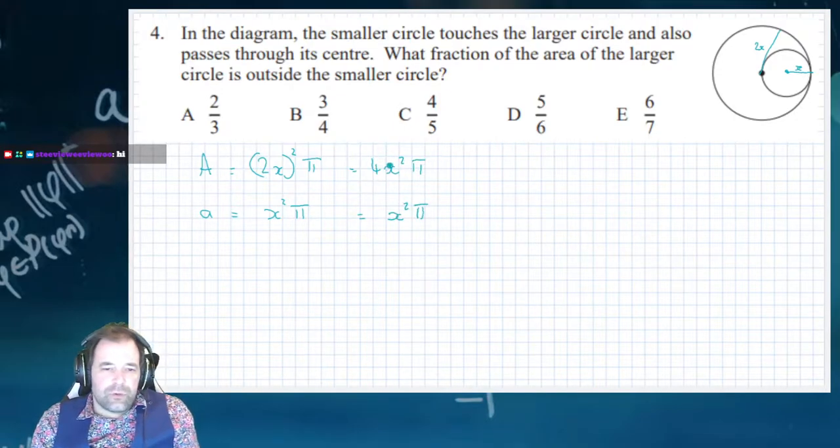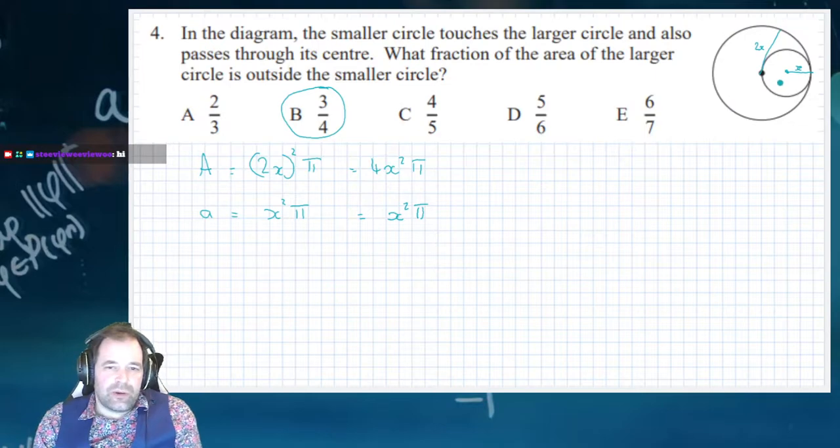The larger one is 4 times bigger than the smaller one, so it's going to be 3/4. A quarter of the large circle is made up by the small circle. The 3/4 is all this bit here.